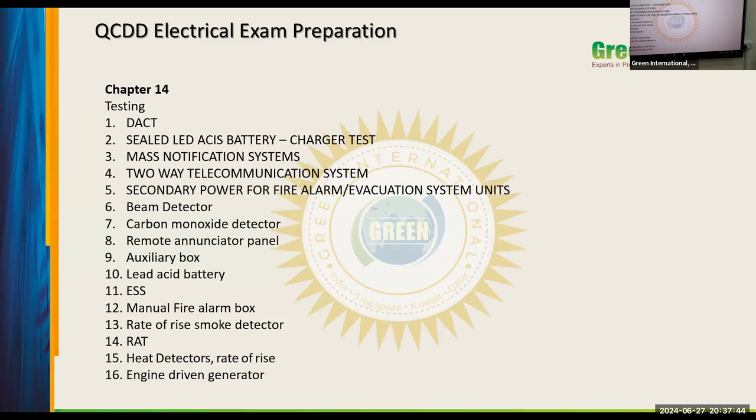So in chapter 14, they asked about the testings. Right now I share the documents to you. We just have a small test. We have 16 questions. Find the answers.